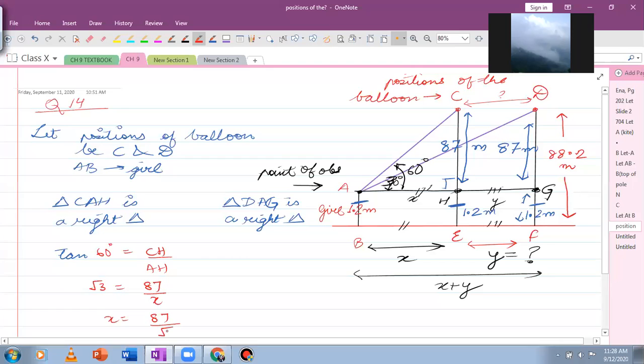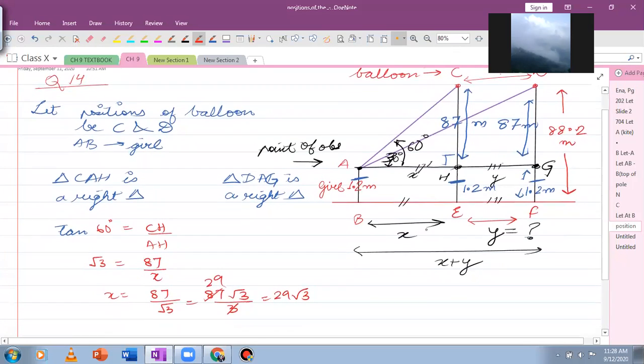X comes out to be 87 by root 3, which actually is 87 times root 3 by 3. After rationalization, this is what you will get. So on rationalization, you will have 87 times root 3 by 3, and then simplifying, you get X as 29 times root 3.